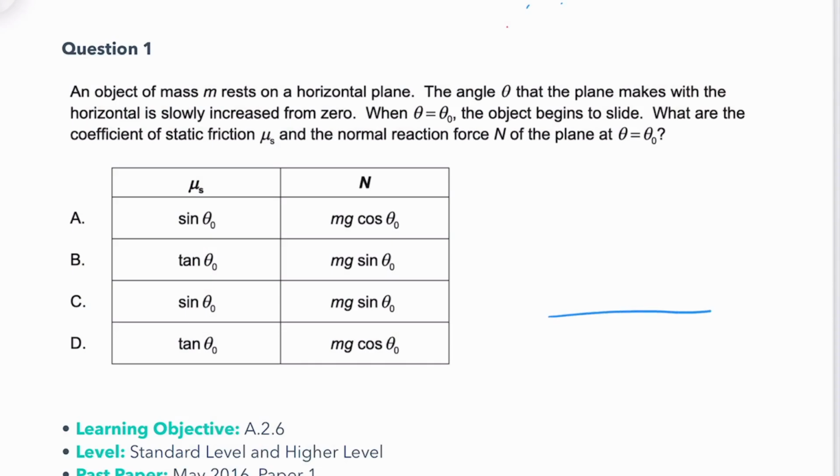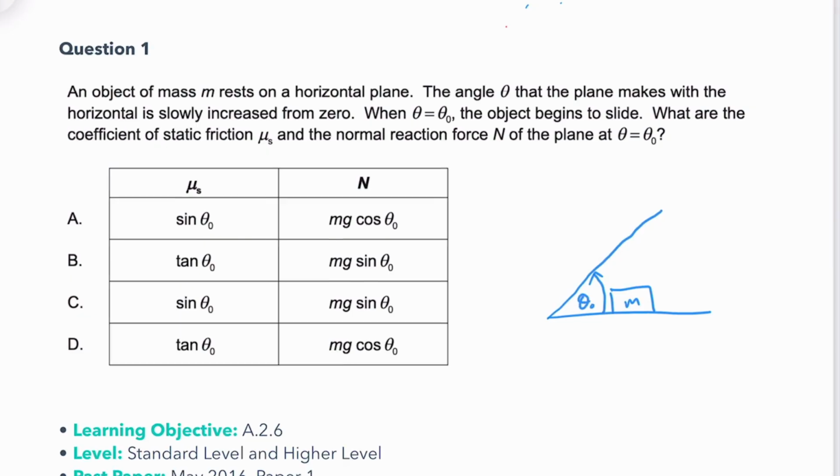Question 1. An object of mass m rests on a horizontal plane. The angle that plane makes with the horizontal is slowly increased from 0. Okay, so it goes like this. When theta equals theta naught, the object begins to slide. What are the coefficient of friction mu s and the normal reaction force N of the plane at theta equals theta naught?